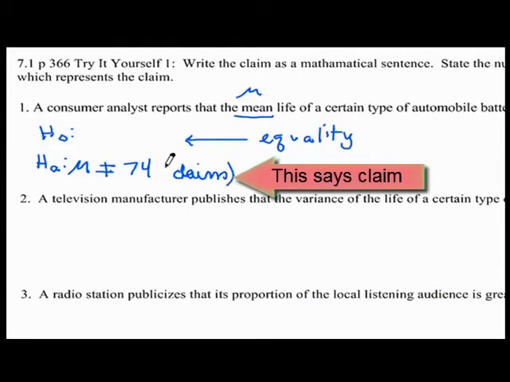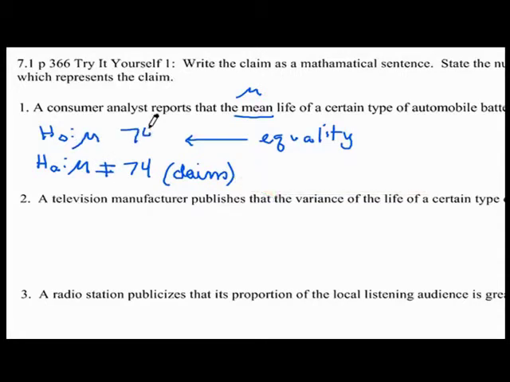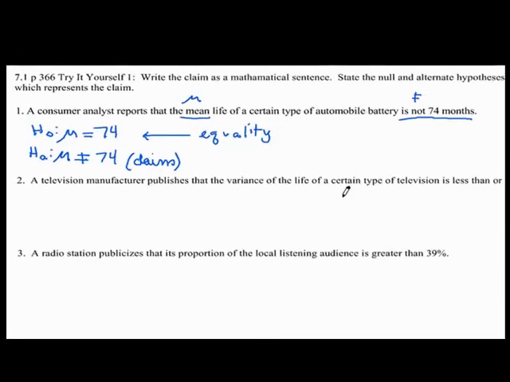I usually just put a C in parentheses so I know which one is the claim. And so that leaves our null hypothesis to be mu and 74. That's always going to be the same for the alternate and the null. And so here it's going to have to be the opposite of not equal, which is going to be equal to.